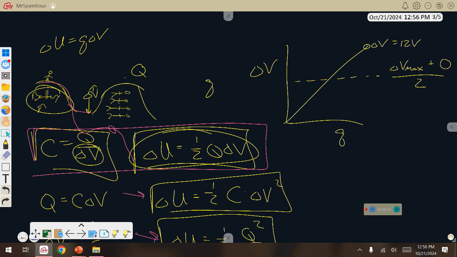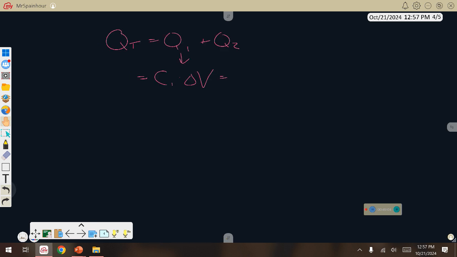The charge total is equal to the charge on 1 plus the charge on 2. And the charge on 1 is equal to the capacitance of 1 times the voltage of the battery. The charge on 2 is equal to the capacitance of 2 times the voltage. So the charge total is equal to the capacitance total times voltage. And what is true of all of those voltages? They are the same.